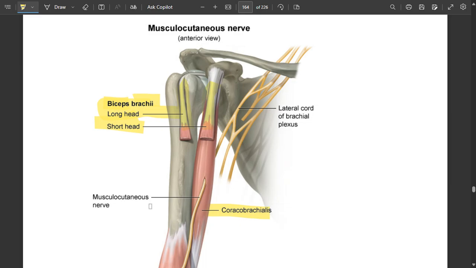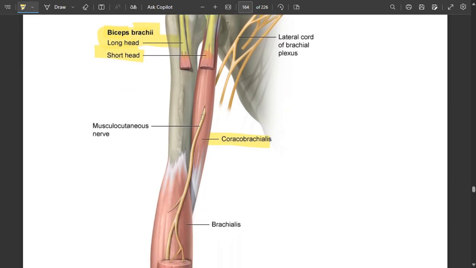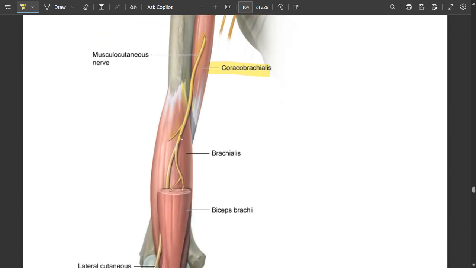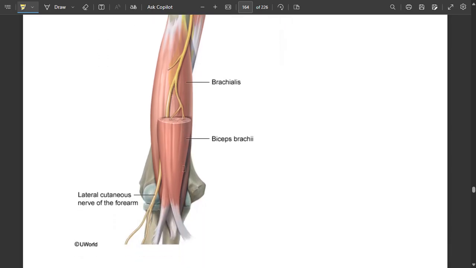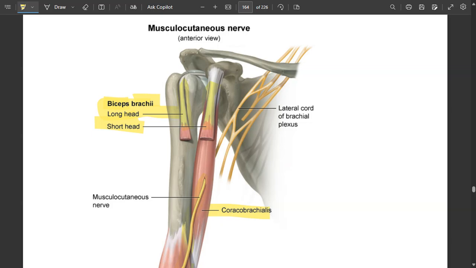The musculocutaneous nerve pierces the coracobrachialis and runs on the surface of the brachialis and biceps brachii. In the axilla, the lateral cord of the brachial plexus gives off a branch that pierces the coracobrachialis.